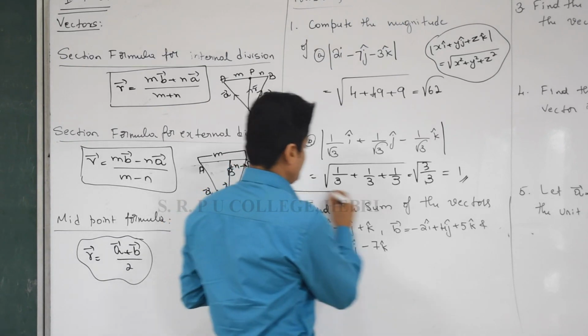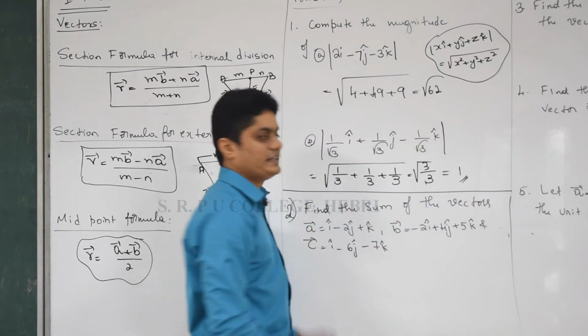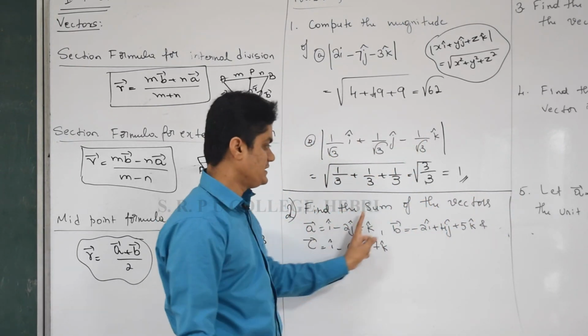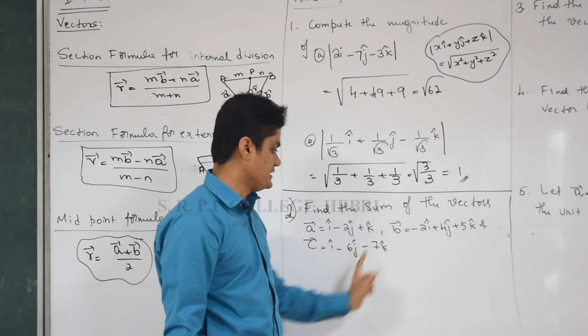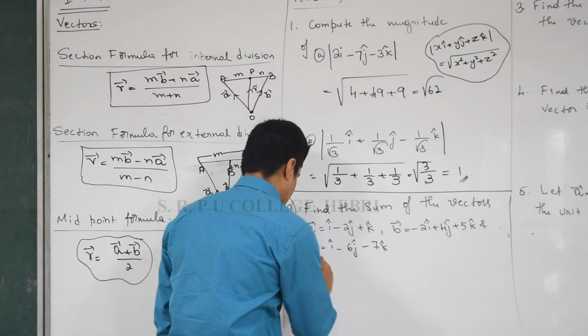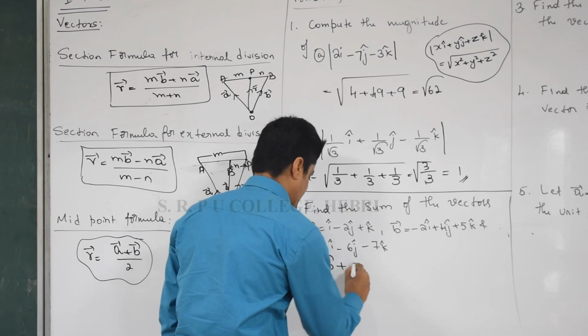Okay, so this is the first type: just simple, directly find the magnitude of the vector. Next, find the sum of the vectors a, b, c. What is asked? Find vector a plus vector b plus vector c.